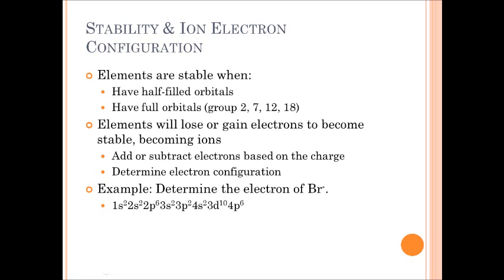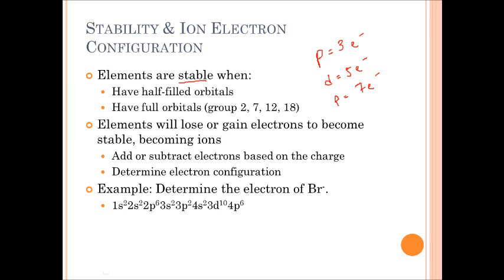Now, stability for an atom is actually a good thing, and a lot of atoms will try to become stable by giving up or gaining electrons, which we'll talk about in a second. But based on neutral atoms, they are considered stable when you have a half-filled orbital, which for p would be 3 electrons, d would be 5 electrons, and f would be 7 electrons. Also, they're stable if they're completely full, so groups 2, 7, 12, and 18 occur in places where orbitals are going to be completely full.